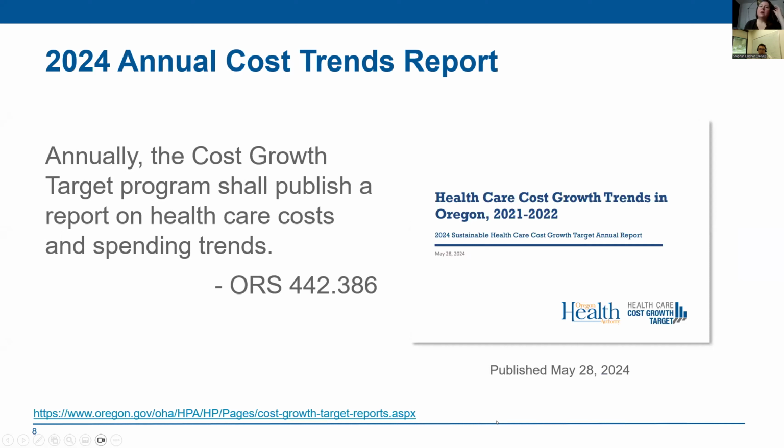There we go. Okay, so as part of the cost growth target program, we are statutorily required to publish an annual report on healthcare costs and spending trends. We have done this for the last couple of years, and we bring this report to the advisory committee to present the data and have a discussion about what we're seeing. So I'm going to walk through some of the key findings of the report with help from the rest of the team.